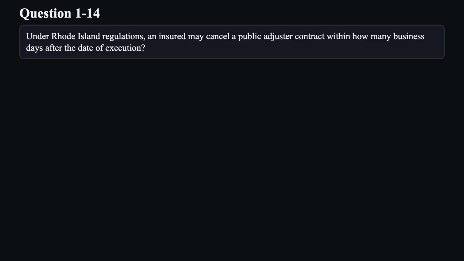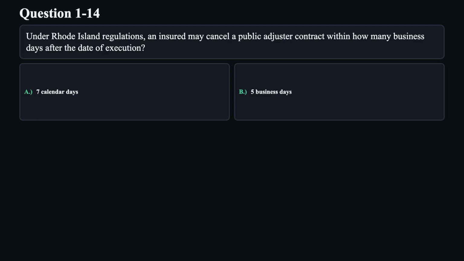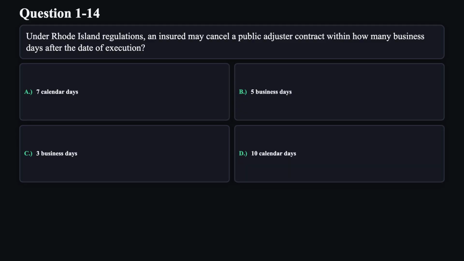Question 14. Under Rhode Island regulations, an insured may cancel a public adjuster contract within how many business days after the date of execution? A. 7 calendar days. B. 5 business days. C. 3 business days. D. 10 calendar days.